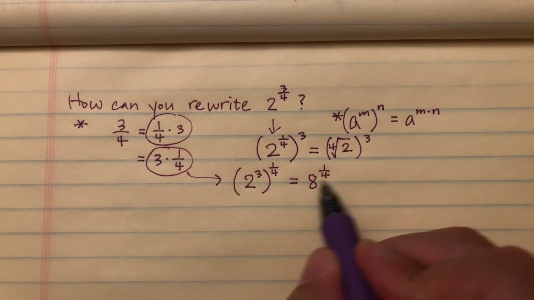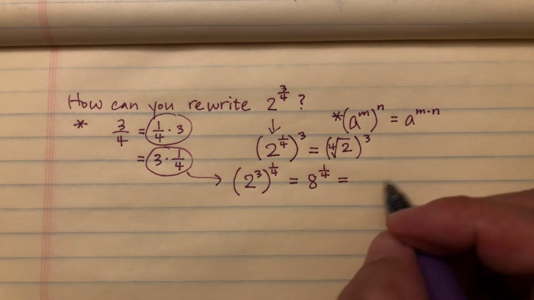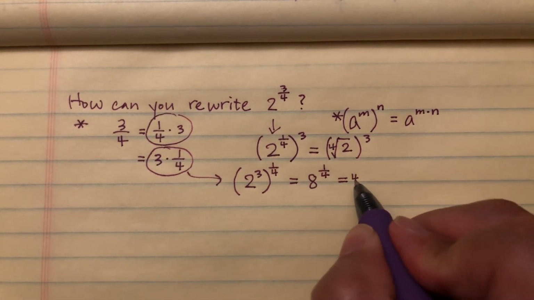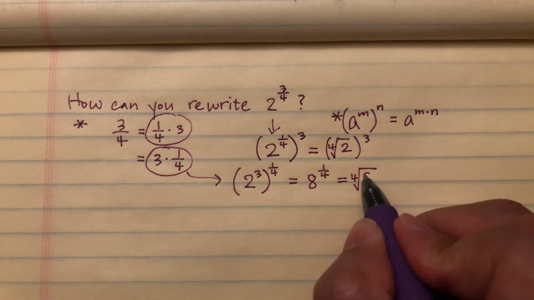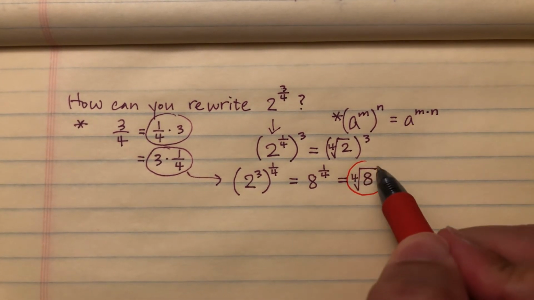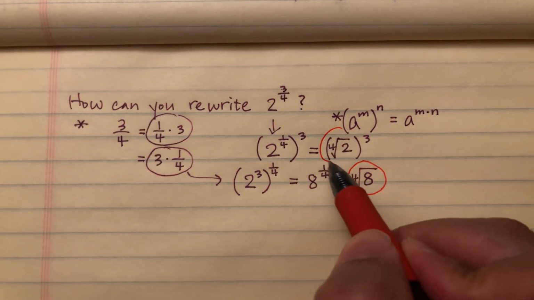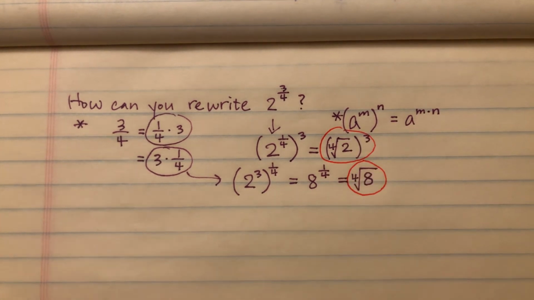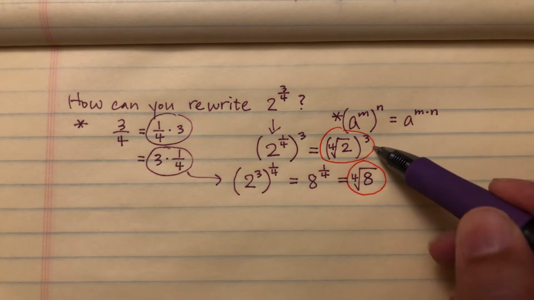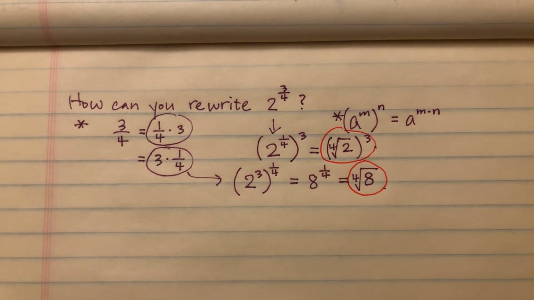And what's 8 to the 1/4 power? Now we can change it into the radical. So the 4 goes to the outside. So it's the 4th root of 8. So we can play with this, right? We can either have that as a result, or we can come up with this one as my result. So either way is fine, right? So how do you rewrite 2 to the 3/4 power? Well, you can either write it this way or that way. Okay?